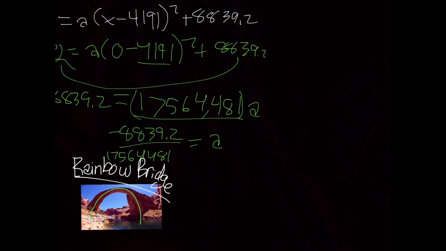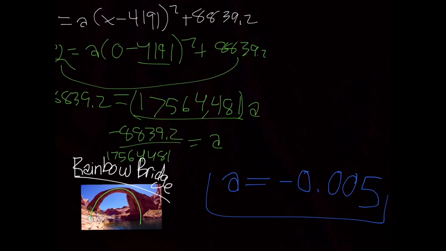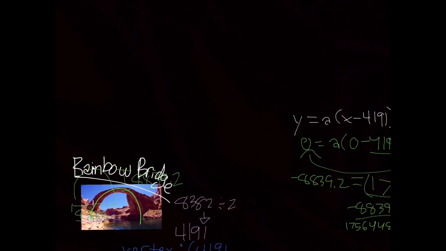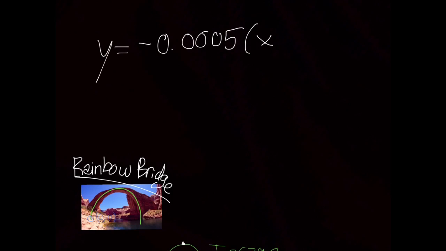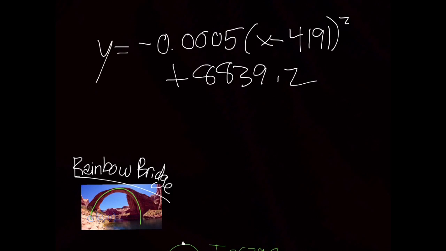And we got that, and do that here. And our a value from that will be negative 0.0005. That's our a value. Now that we got our a value, we can easily write the equation again with all of our values together. So now we'll have y equals negative 0.0005(x minus 4191) squared plus 8839.2, and that'll be our final answer.